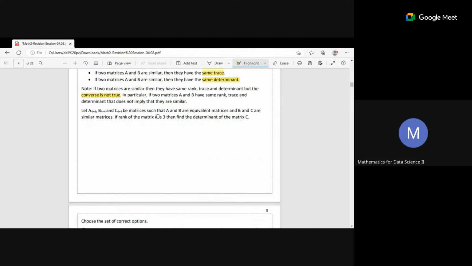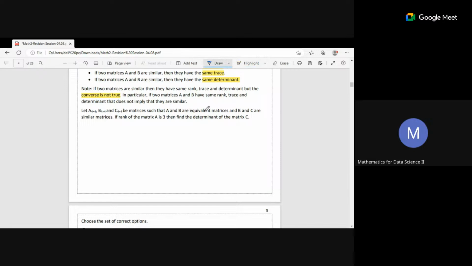Okay. So here is a question. Let A be a 4x4 matrix, and B, C are all 4x4 matrices, such that A and B are equivalent matrices and B and C are similar matrices. If the rank of the matrix A is 3, then find the determinant of the matrix C.